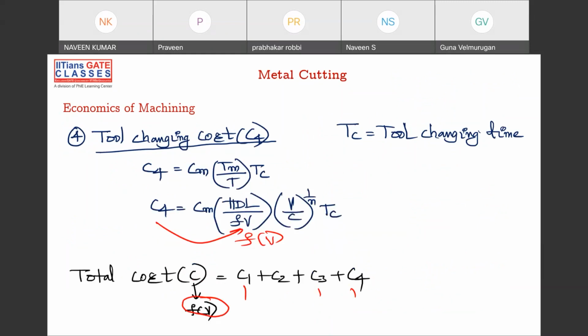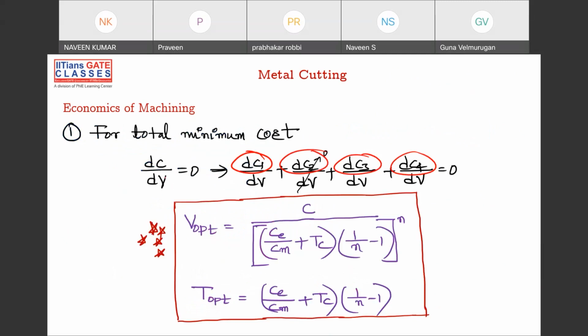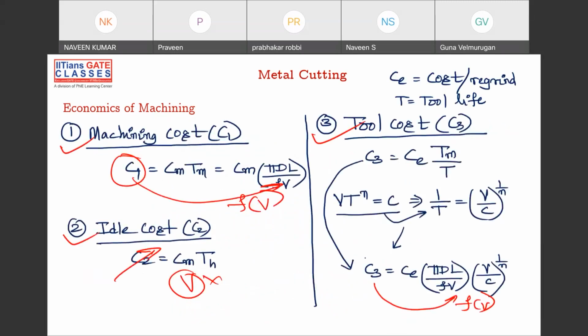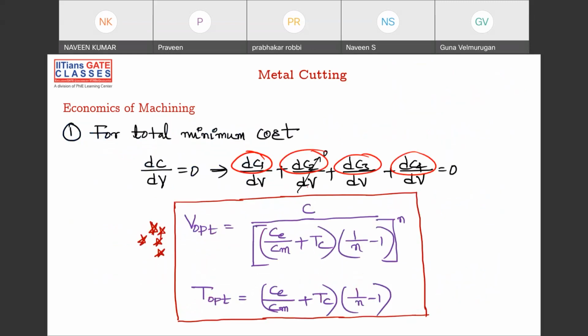So what do we do? We do the differentiation, dC by dV, and we set that equal to 0. Then this is what is called V optimum. Here I have introduced these terms. C is the cost per regrind: for one regrind, how much is the cost that is incurred, right? CM is the machining time for each item, and TC is your tool changing time, how much time it is going to take for you to change the tool.